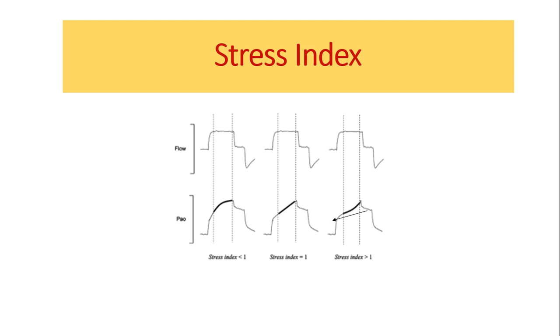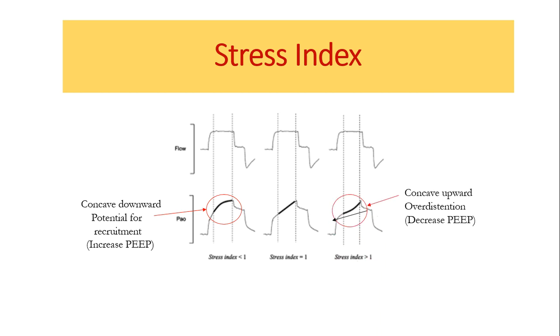Are you sure? Who says recruitability? How many say overdistension? It's recruitability. Okay. And the other one, which is scalloped downwards. Stress index greater than 1, that has a different meaning. Right. So potential for recruitment, overdistension.